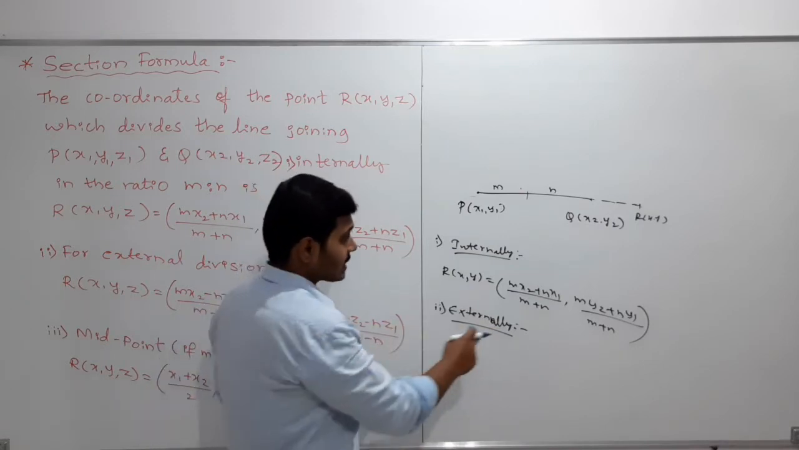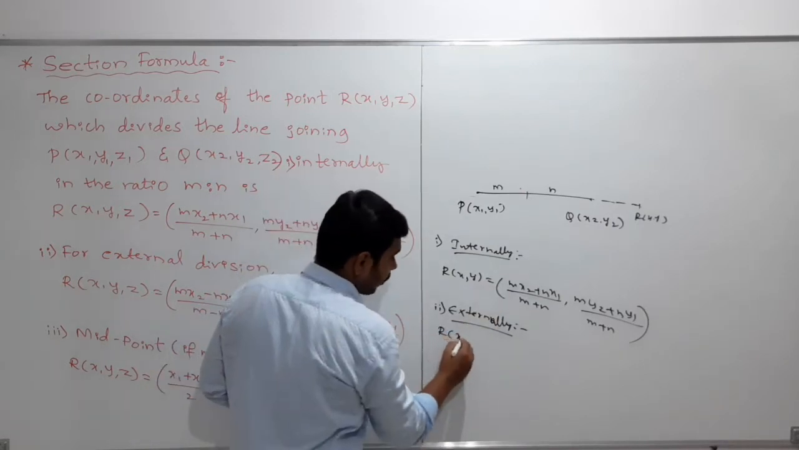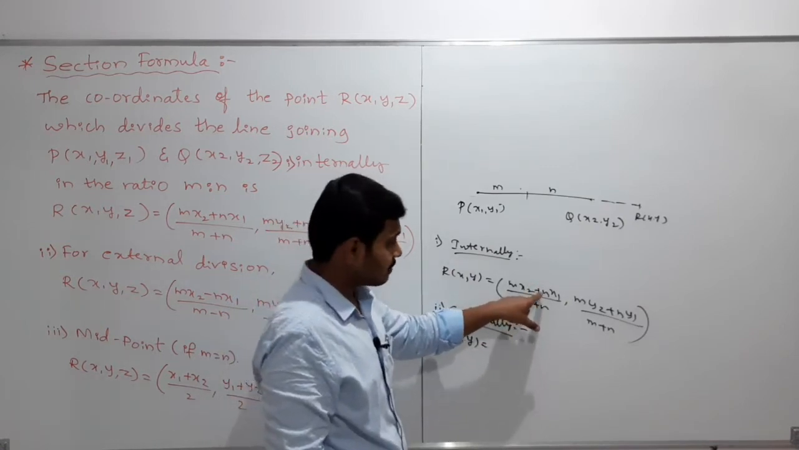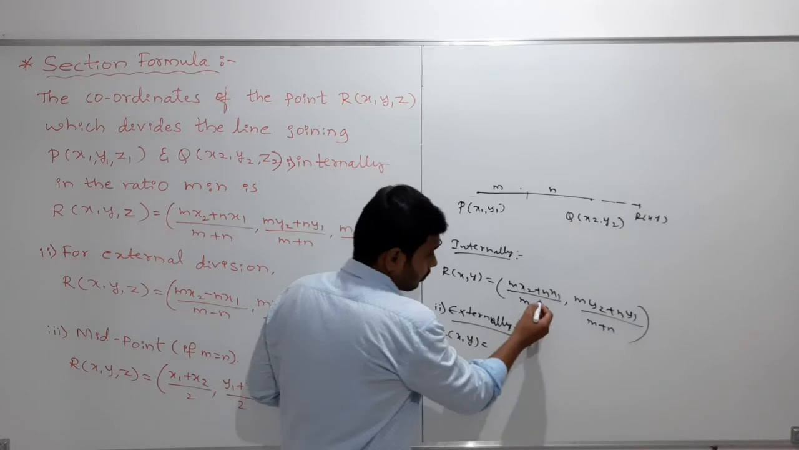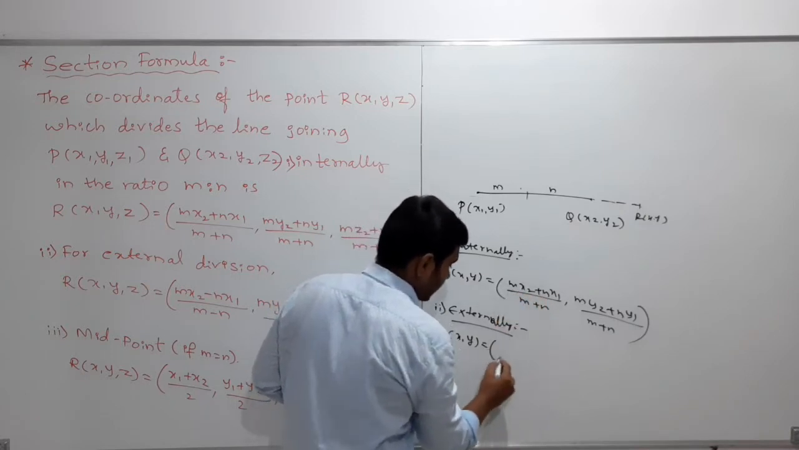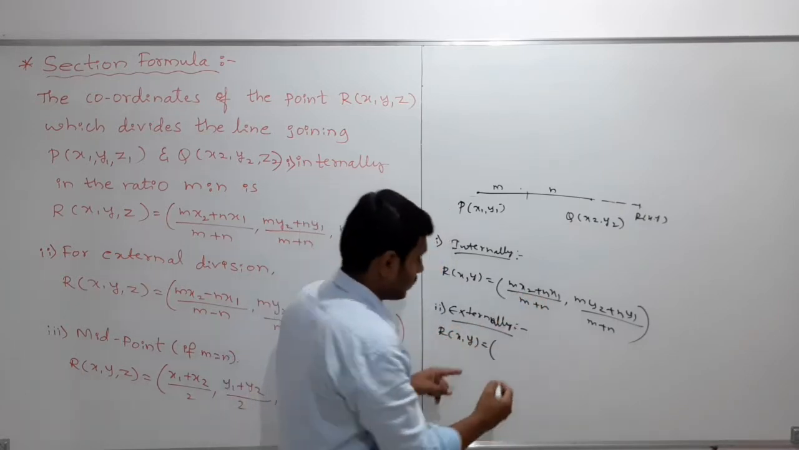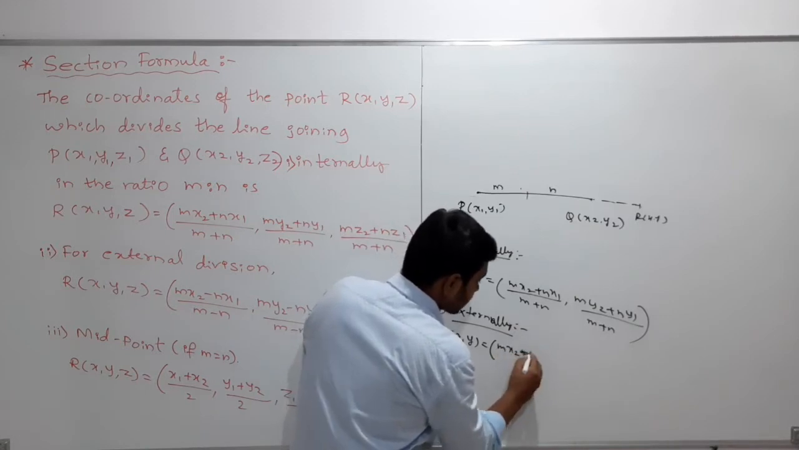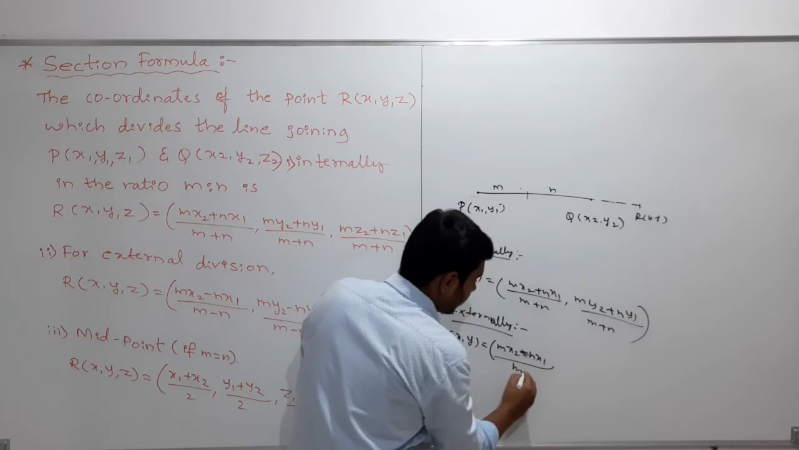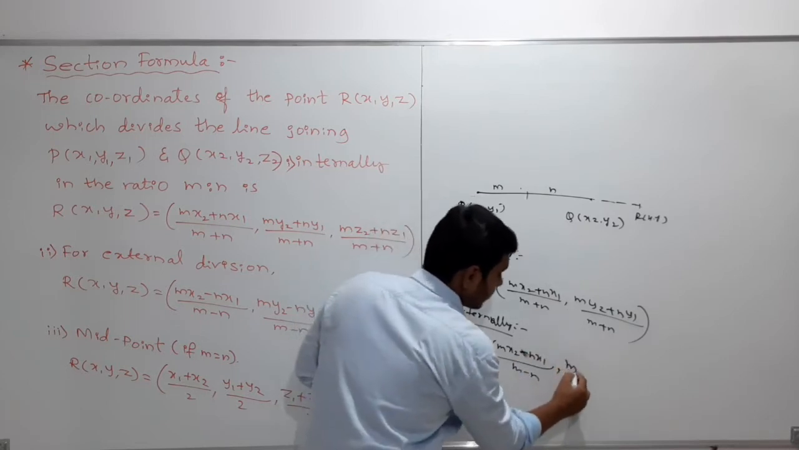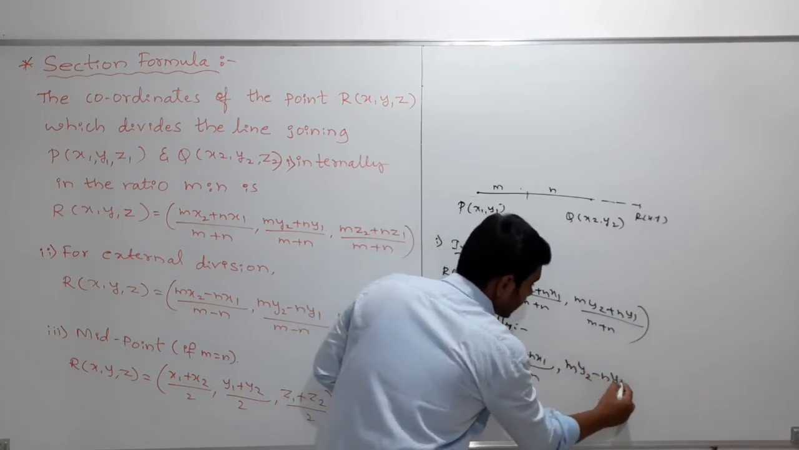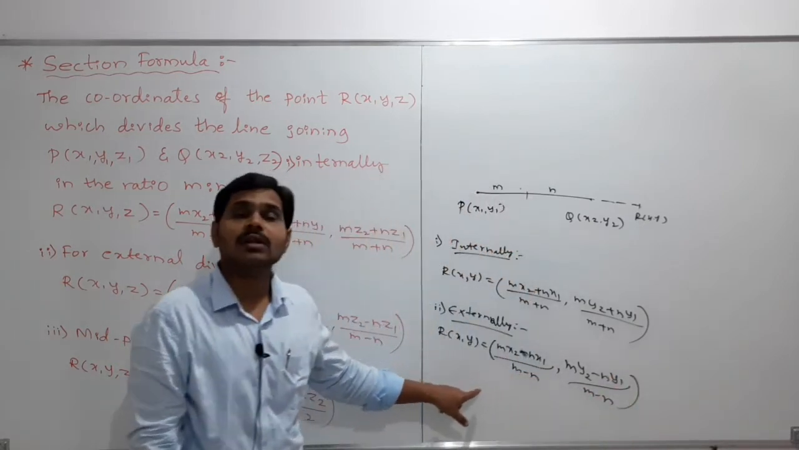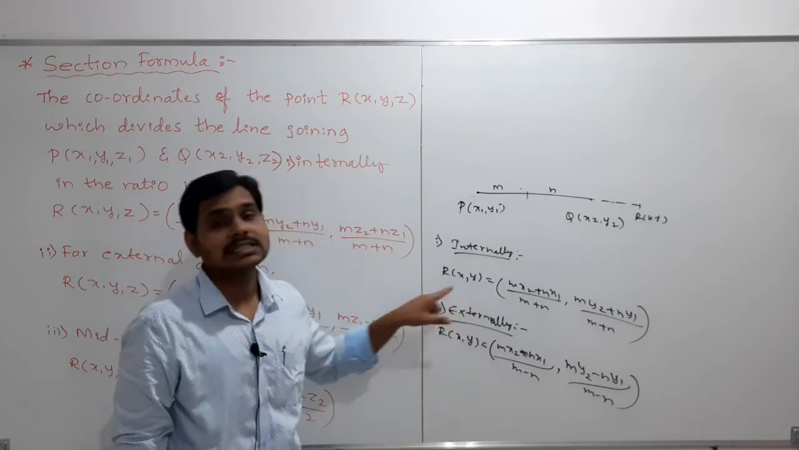So in that case the formula is R of x comma y, just remove this plus and write the minus sign. That will give you the external division. The formula then becomes (mx2 minus nx1) whole divided by (m minus n), and similarly (my2 minus ny1) whole divided by (m minus n). This is the formula we are going to use for external division.